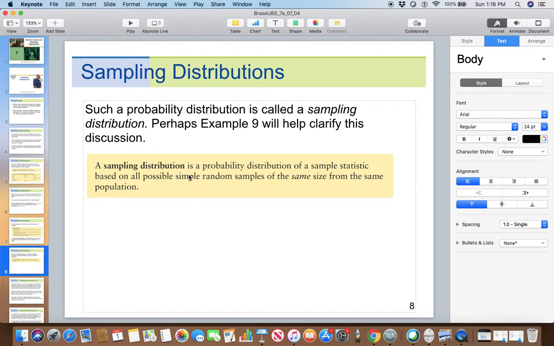A sampling distribution is a probability distribution of a sample statistic based on all possible simple random samples of the same size from the same population. So, say you have a certain population, you want to find its mean. Okay, you have a population, you want to find a certain measure and find the mean of that measure.